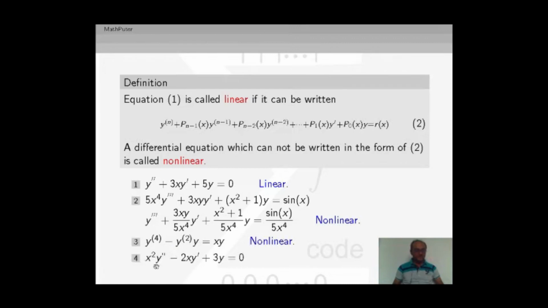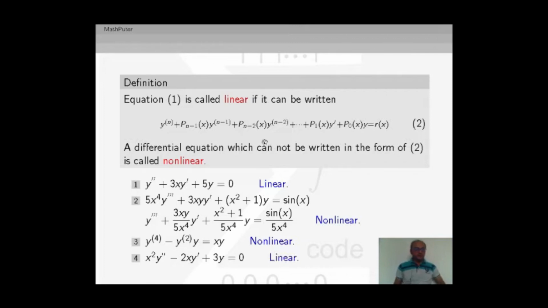The next example, x square y double dash minus 2xy dash plus 3y equal to 0. What do you say? Just think over this. Is this linear or non-linear? This is a linear differential equation of order 2.